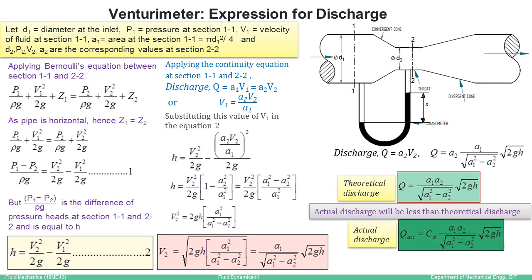So we use the coefficient of discharge for that purpose, and this actual discharge will be coefficient of discharge Cd times this theoretical discharge, where Cd is actually the ratio of actual discharge to the theoretical discharge, and this value will always be less than 1.